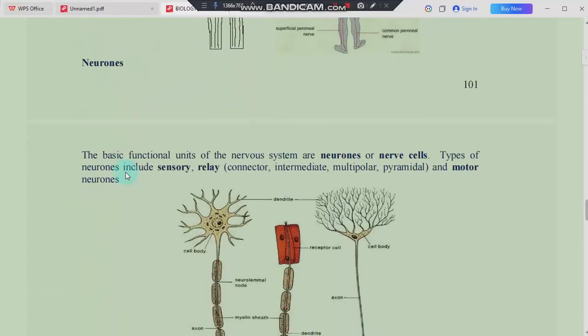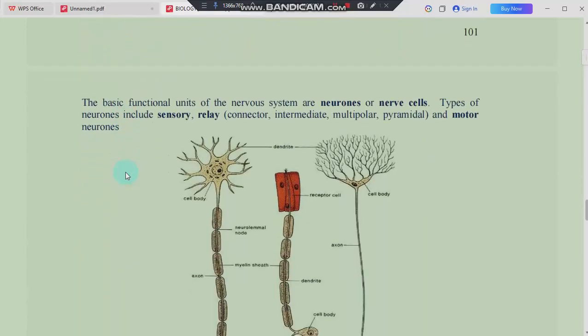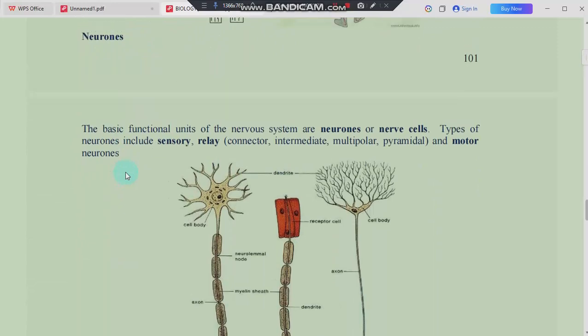Now let's move on to neurons. We have three basic neurons in our central nervous system. These neurons are simply basic functional units of the nervous system. So we have three major neurons. Number one, we have the sensory neuron. Number two, we have the relay neuron. Number three, we have the motor neuron. This relay neuron can also be known as the connector. It can also be known as the intermediate neuron, or the multipolar neuron, or the pyramidal neuron.